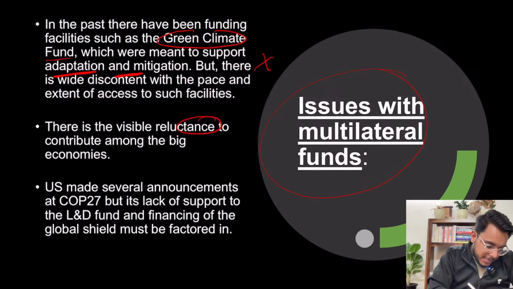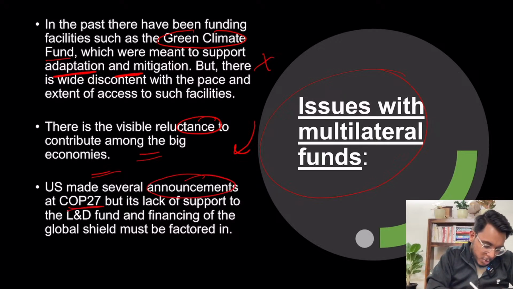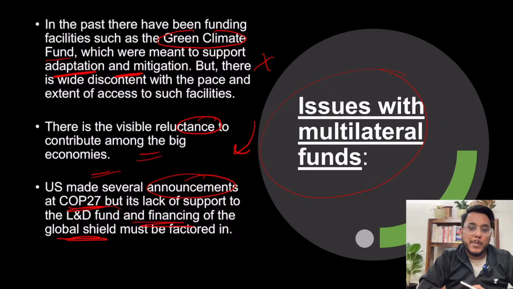Moreover, there is a reluctance amongst the big economies, big nations such as the US, etc., to contribute to the developing countries. At the same time, the USA made several announcements at COP27, but they did not support the loss and damage fund wholeheartedly. Because according to them, if they support this idea, then an inordinate burden will come on the USA.